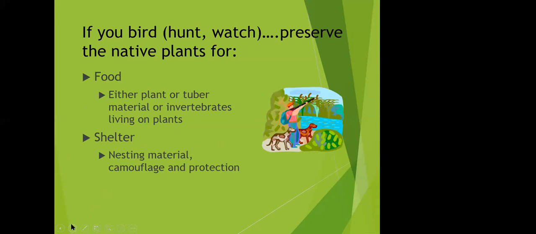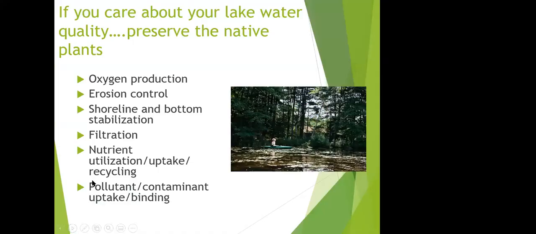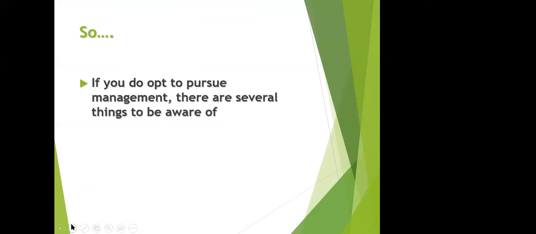If you like to bird, hunt or watch, the plants are good for food and for shelter for a lot of the plants. I already talked about one, the cattail, that provides a lot of food and shelter, but grasses, rushes, sedges all provide really good shelter. And then again, just a reminder of all the different functional values that these plants provide. And I talked about that in detail.